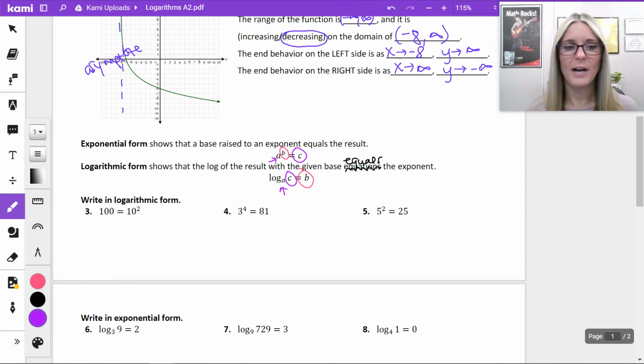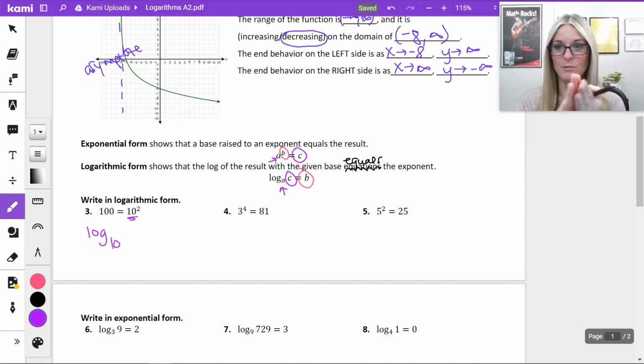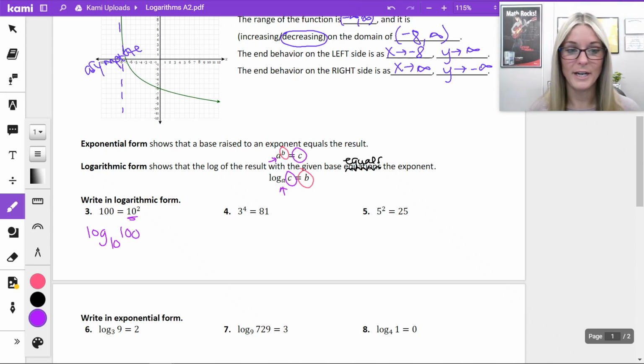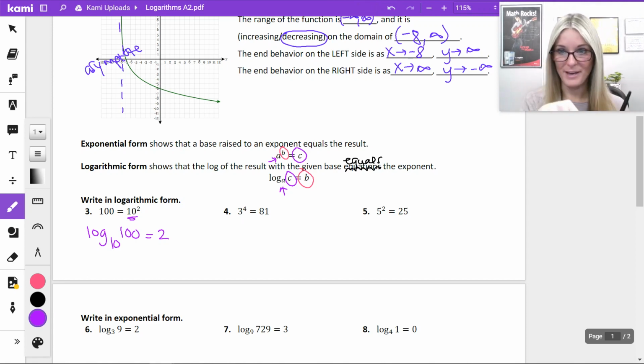So let's take number 3 and write it in logarithmic form. We had 100 is equal to 10 squared. True statement, no big deal. So I'm going to change it to logarithmic form. The log base 10. In our exponential form, 10 was our base with the exponent of 2, right? So a base is still a base between exponential and logarithmic. Log base 10 of 100 equals 2. In logarithmic form, it shows the log of the result with a base is equal to the exponent.